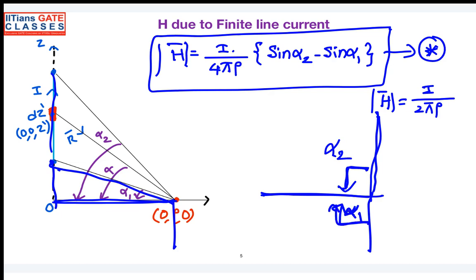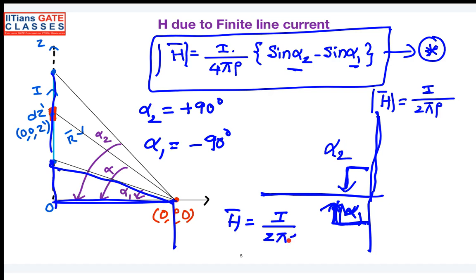So you can see here, alpha 2 you are measuring in anti-clockwise, so that is going to be positive. It is exactly 90 degrees. And alpha 1 is measured in a clockwise manner. So when you measure the angle anti-clockwise, that is positive, and when you measure the angle clockwise, that is negative. So alpha 1 is clockwise, so it is negative, and it is also 90 degrees. So now you can substitute alpha 2 is plus 90 and alpha 1 is minus 90. So you are going to get the same equation, I by 2 pi rho. So that's how we can verify the Biot-Savart's law and the Ampere's law.